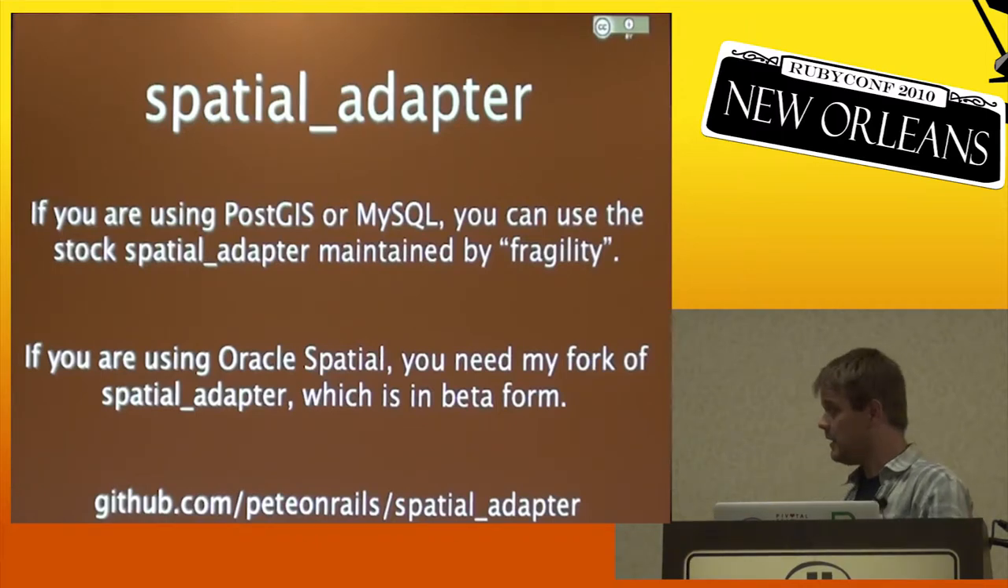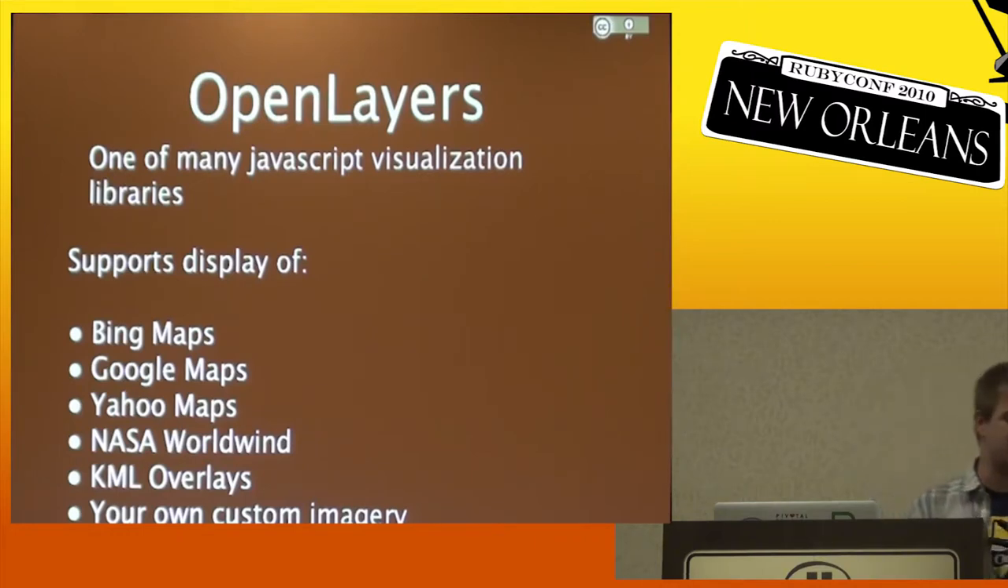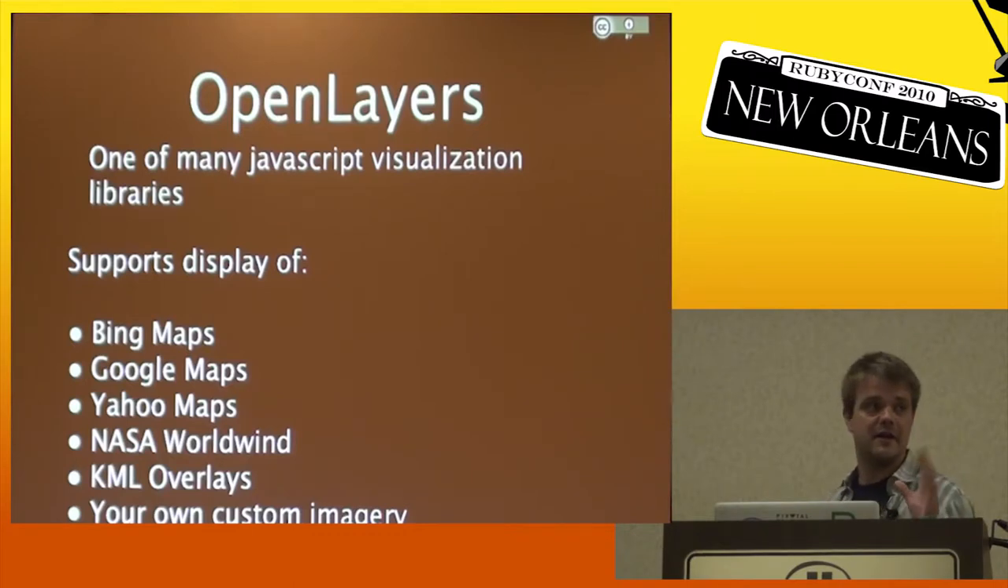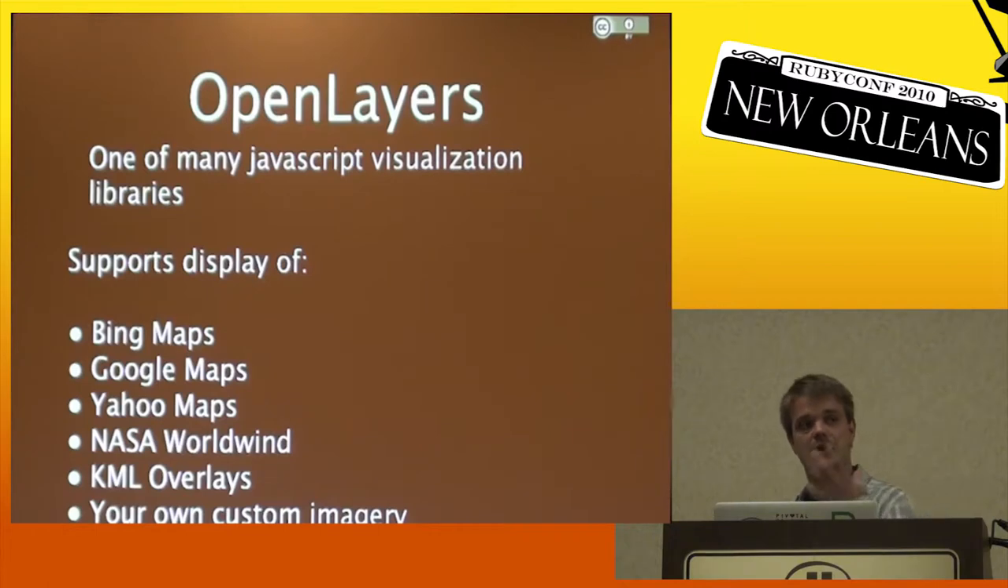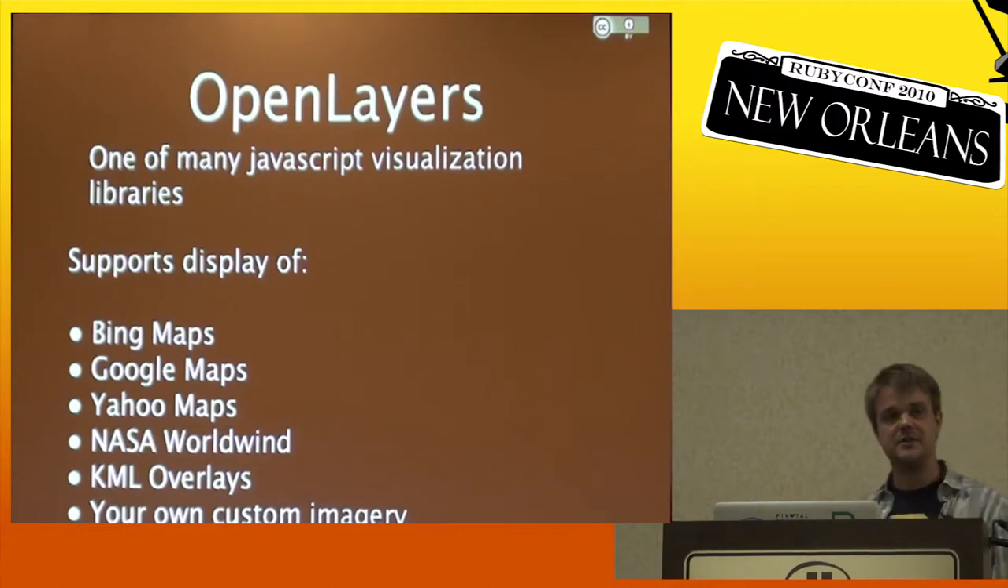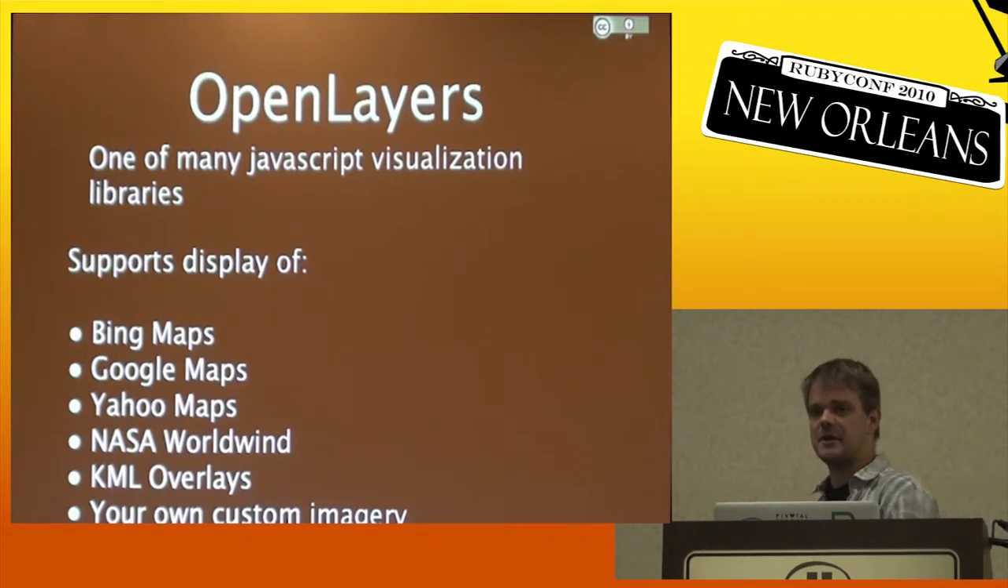Okay. Last tool in the stack before we get on to some interesting stuff. OpenLayers. It is one of many, it is not the only, but it is one of many JavaScript visualization libraries for spatial data. If you're building a web application and you want to drop a map on a page, this is a great place to start. It supports a lot of the big name WMS services. It supports your own custom imagery. It supports putting KML into your application. So if you've got something that you spit out of Google Earth and you want to drop it into your application, you can put the KML file into your web app and just pull it in with OpenLayers.